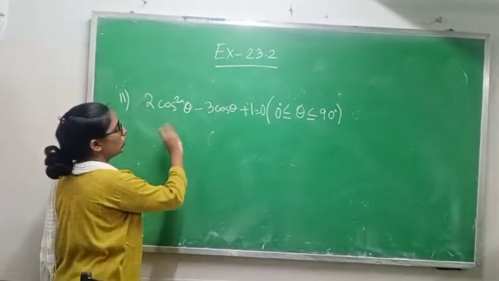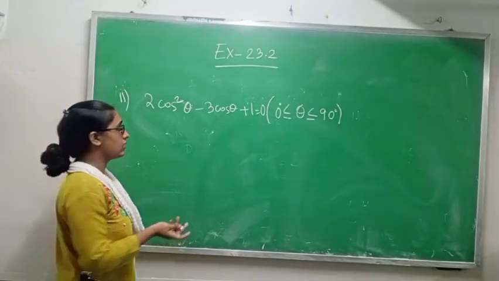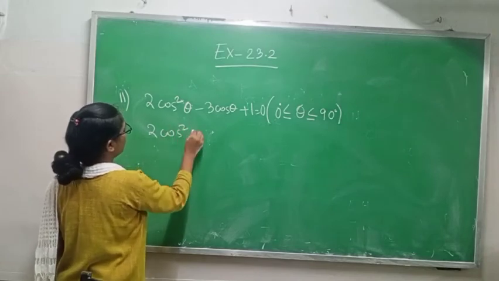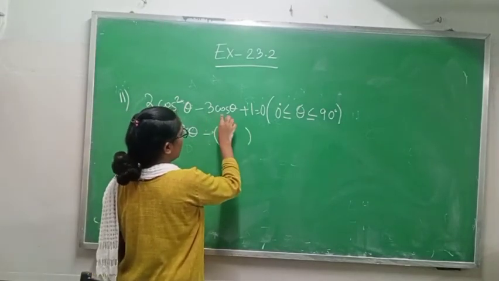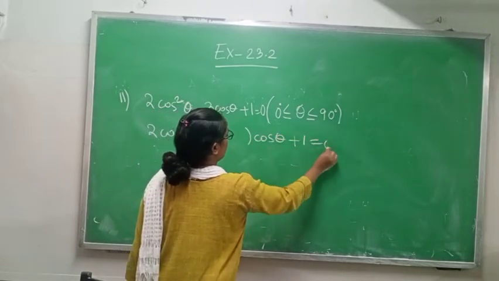So what will you do? You have to do the middle term split. You have done this in class 8 and class 9 also. Same thing, you have to do middle term only. You will write 2 cos square theta minus, in place of 3, write 3 cos theta plus 1 equals 0.